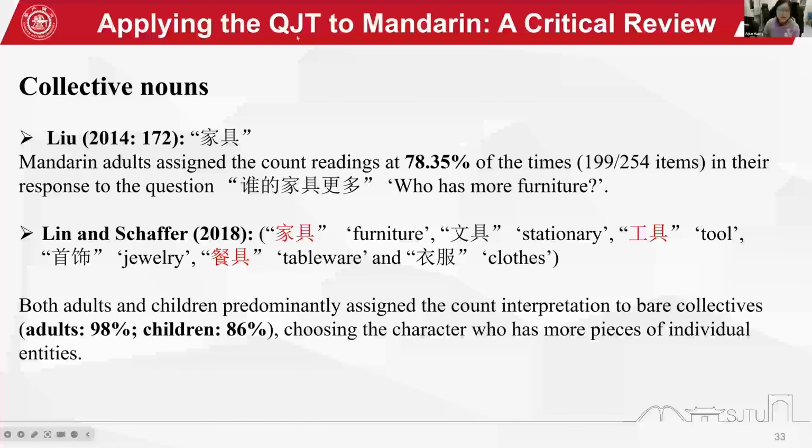And the quantity judgment task is also used to test the collective nouns, in two studies, one by Liu and the other by Ning and Schaeffer. Liu only tested Mandarin adults. Ning and Schaeffer tested Mandarin adults and children. They use a similar design by asking who has more, 谁的家具更多. So the nouns they test include 家具, 工具, 餐具, 首饰, 衣服. And again, in our experiment we use the same nouns, 家具, 工具, and 餐具, but we got different results. You can see the percentage of count noun interpretation in these studies is quite high, over 80%.